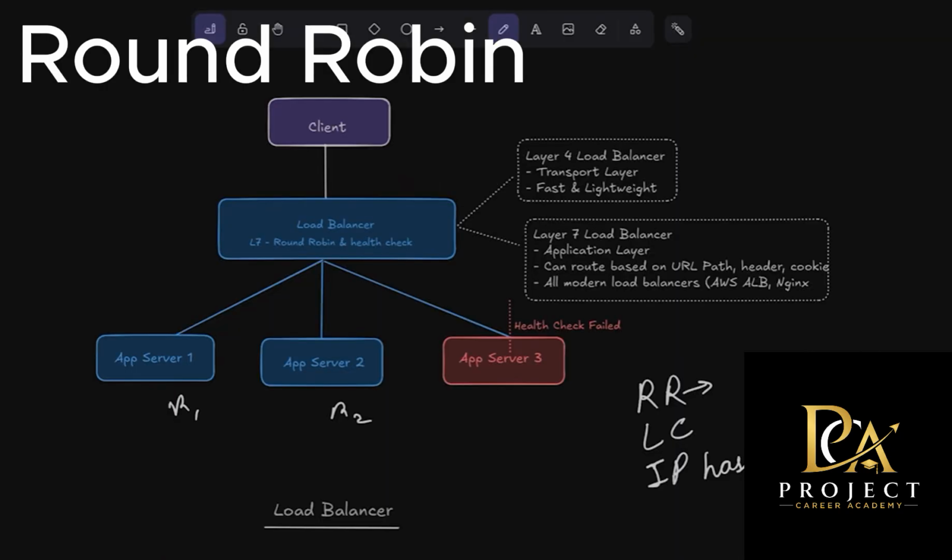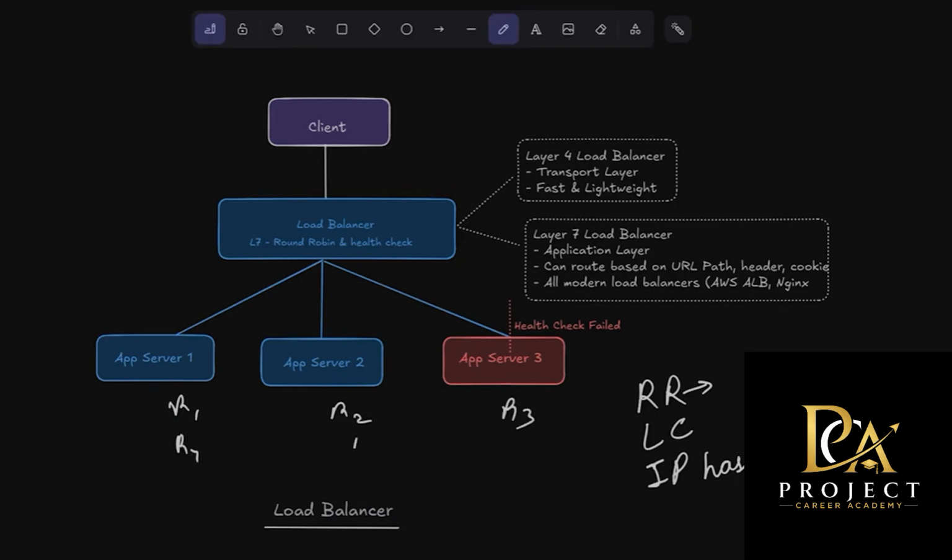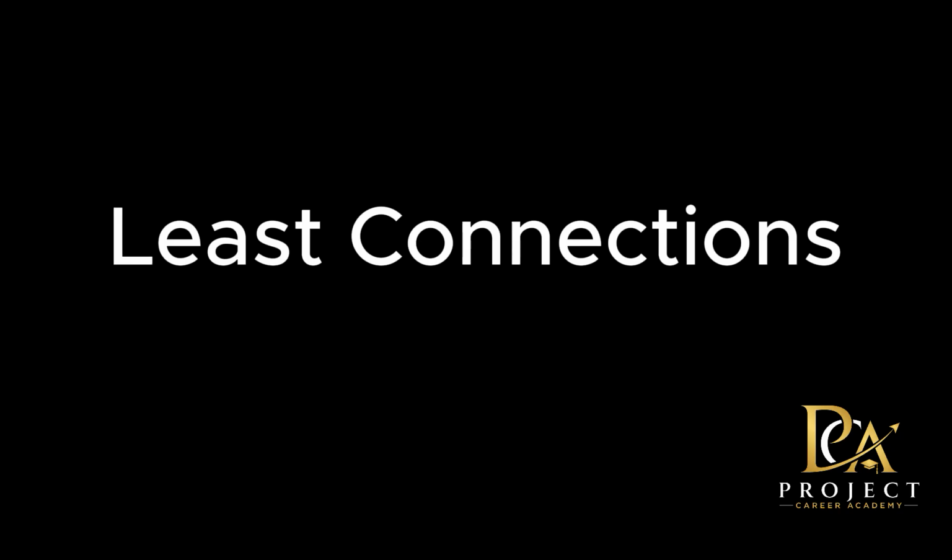For example, request 1 would go to app server 1, request 2 to app server 2, request 3 to app server 3. Now the fourth request will go back to application server 1, the fifth to application server 2, and so forth. Every server gets an equal share of traffic. Round robin works well when requests are similar in complexity, processing time is roughly equal, and the workload is predictable. In theory, it's very simple and very effective. But of course, real world traffic isn't always uniform, so round robin can backfire.